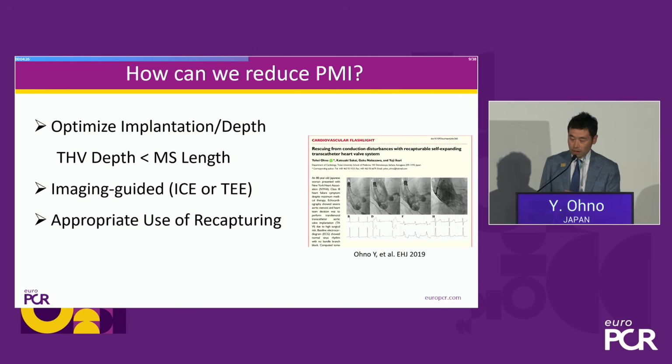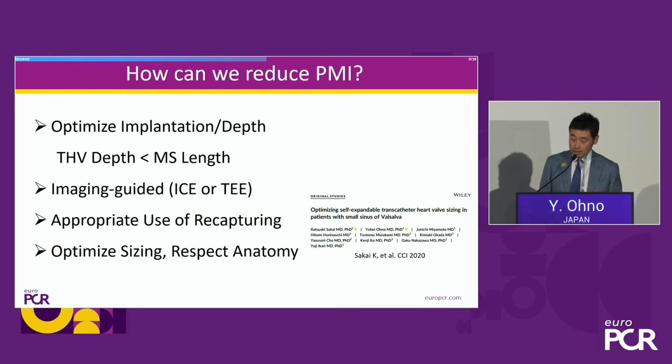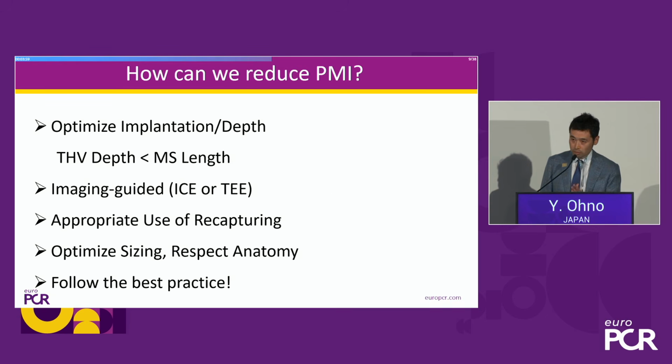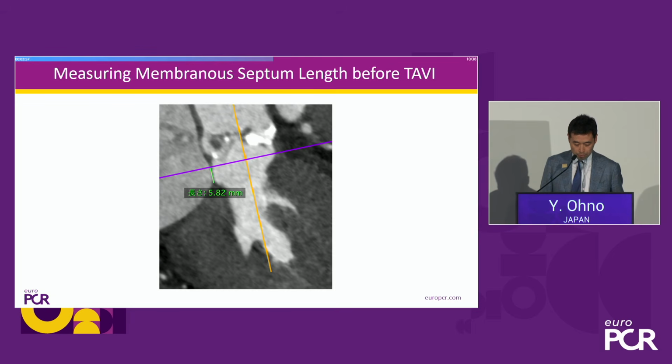An appropriate use of recapturing, since we have a recapturing system for the Navitor platform, helps if we go too deep for the first implant and a conduction disturbance happens. We may recapture, go slightly higher, and restore the conduction. The conduction system is very dynamic, as you may know. Optimizing size also matters, respecting the patient's baseline anatomy. And obviously, we need to follow the best practice, what is recommended.